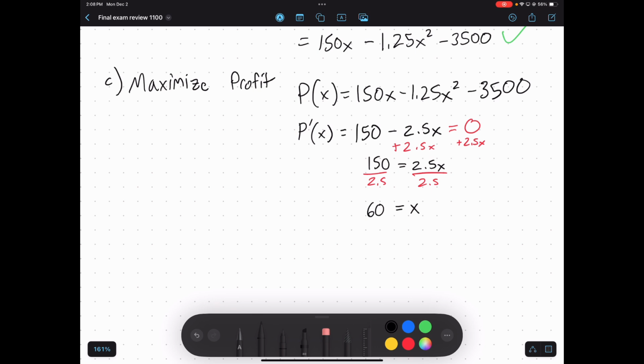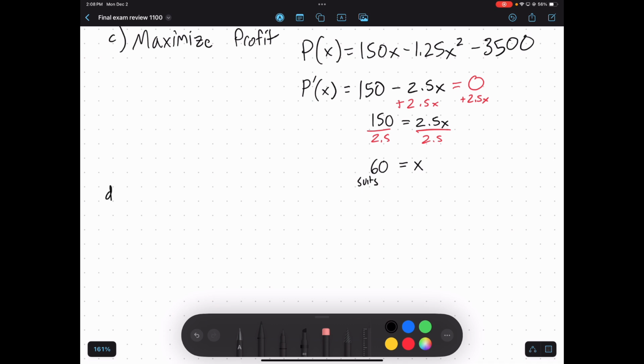Once again, since I'm only getting one critical point, I don't have to test whether this is going to be a minimum or a maximum. I can go ahead and just assume this is a maximum. So, how many suits do they need to sell to maximize their profit? 60 suits. They need to sell 60 suits. I don't know if that's per month or per year. So 60 suits.